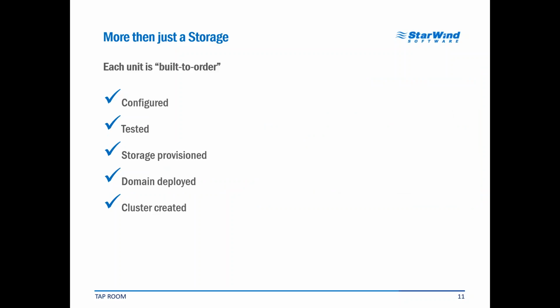Next one. So, more than just storage. A hyper-converged platform is really more than just storage, as I've been saying before. When you purchase a unit, that unit includes everything, and you can just plug it in and start running your production right now. It is fully configured, fully tested, storage provisioned, domain deployed, and cluster created. So basically you have everything you need to start your business. And I think that's a very good thing.